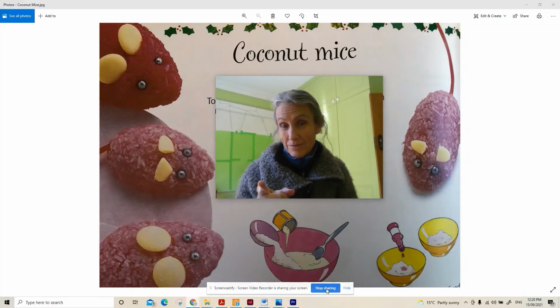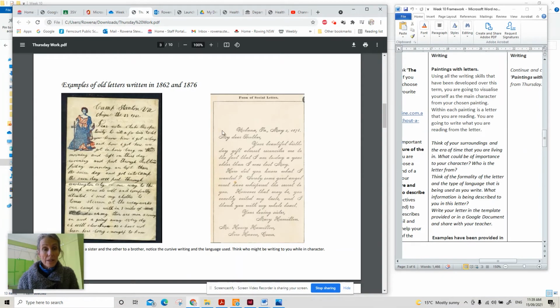Now, this is painting with letters. So what we're trying to get you to do is to think of and use all the skills that you've been going through and learning about this term. We want you to imagine that you are inside a painting. So you can choose any painting you want. And we want you to look around the surroundings of the painting you're in, and we want you then to write as if you are in the painting and you're going to write a letter.